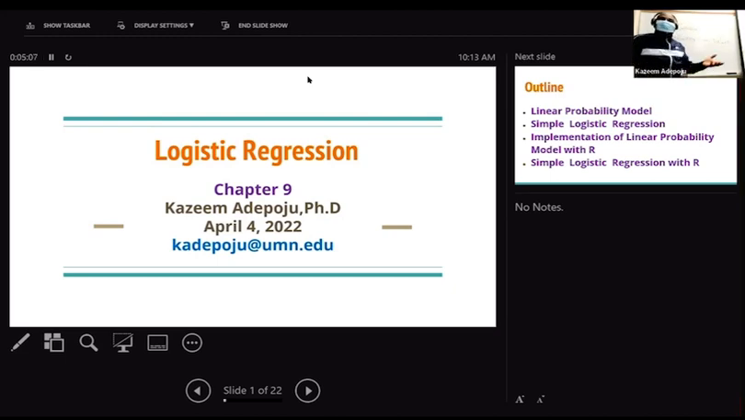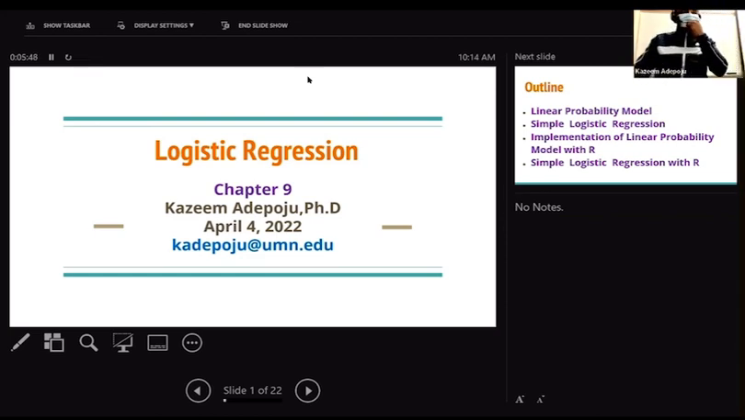Examples are height, weight, the amount of sugar in an orange, which could take so many values, or the time an athlete takes to run 100 meters or 200 meters. So when the response variable is continuous, and we're trying to understand the relationship between variables, we're basically going to use linear regression.